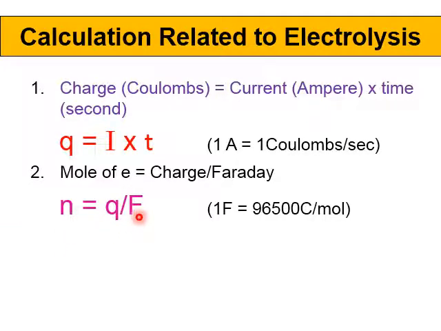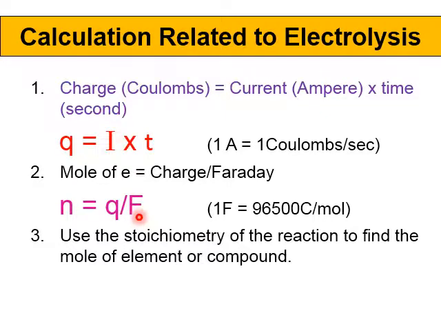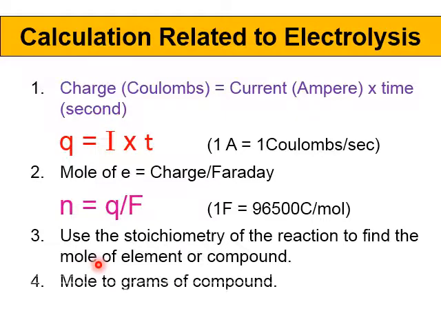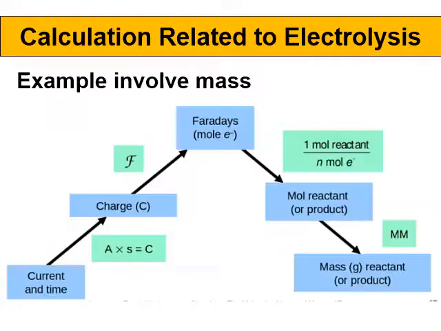We need to use the stoichiometry of the reaction to find the moles of the element. So whatever it is, when you have one element or compound, you have to come up with the reaction first. Find the equivalent stoichiometry reaction in order to find the moles, meaning how many equivalents the coefficient is. Then convert moles to grams of the compound. We need to know this conversion. From a current, we want to find this.